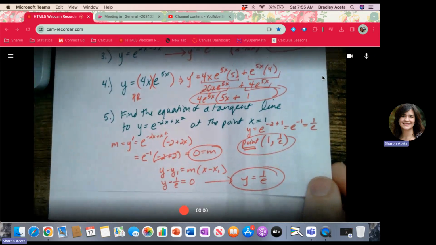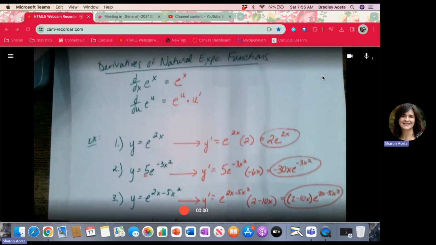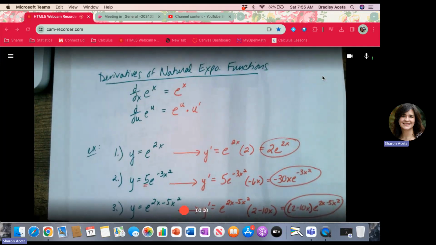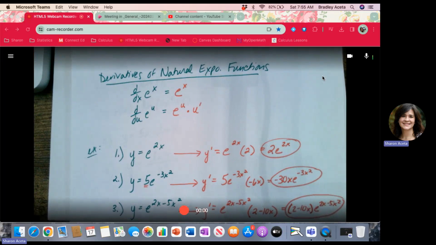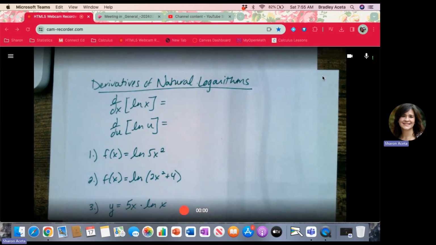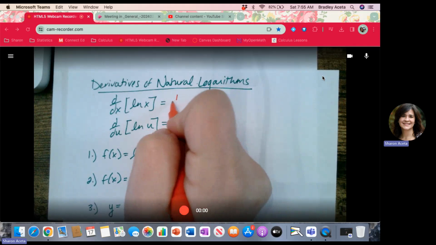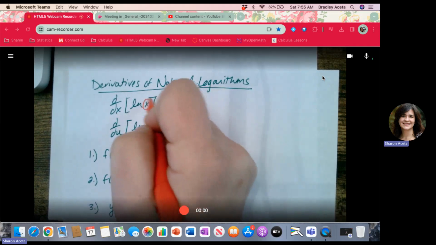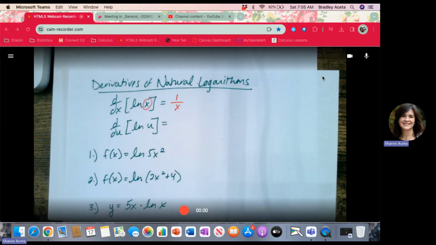All right, so that's the derivative for natural and exponential. Very easy. Write it again times the chain of the exponent. Now let's talk about the derivative of natural logs, ln of x, okay? The derivative of ln of x is going to be this, 1 over whatever that is, 1 over x.